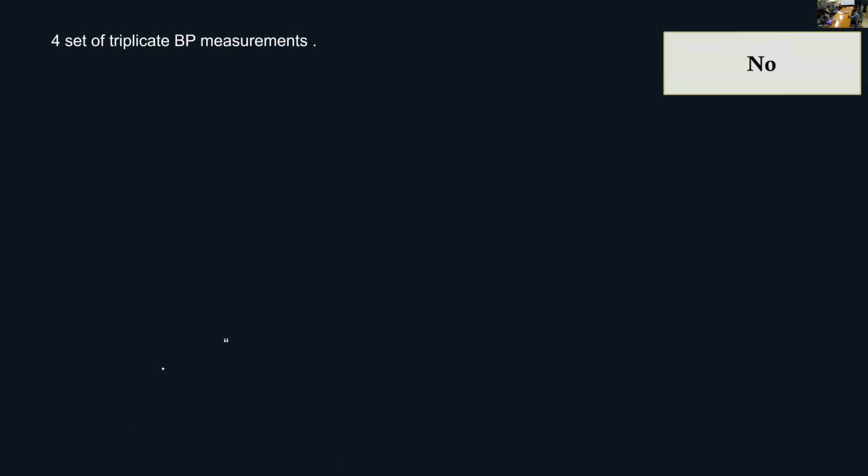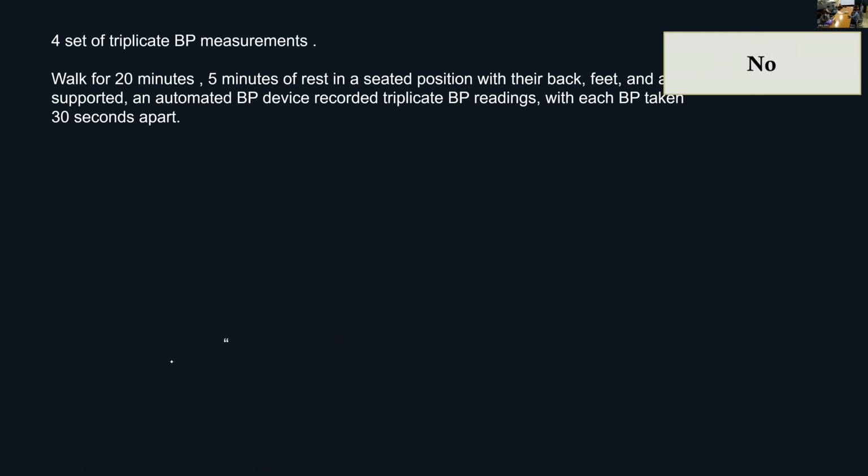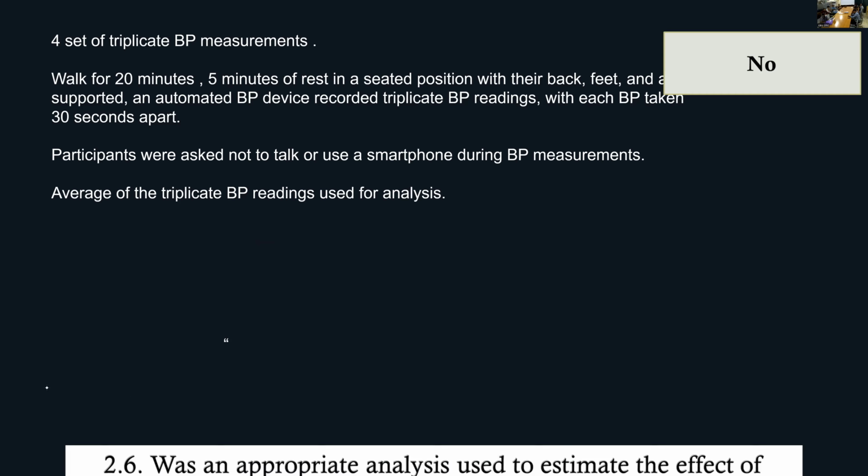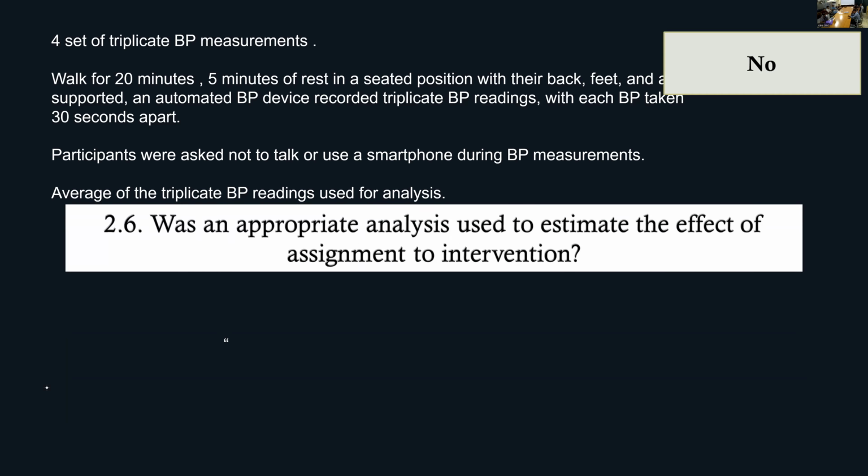There were 4 sets of BP measurements taken, and the sequence was they'll walk for 20 minutes, reach the setting, 5 minutes of rest in the seated position with the back and feet at rest, and an automatic BP recording. It will record 3 BPs taken 30 seconds apart. And they were asked not to talk or use smartphones during the BP measurements. An average of the readings were used for analysis. So till now, this was what we planned in the protocol, and the same thing was done. There's nothing extra done out of context.